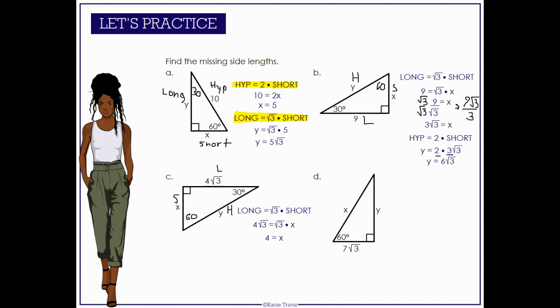All right. Now, if that's 4, that means that for our hypotenuse, it is 2 times that short length of 4. 2 times 4, that's nice and easy. That's 8. Boom.